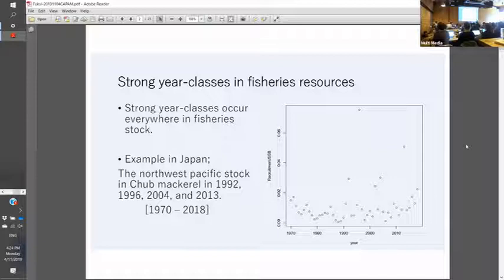Strong year classes occur worldwide. For example, this is the example of chub mackerel in the Northwest Pacific stock. This is the time series, and the y-axis is the recruitment per SSB, RPS, and you can see four big strong year classes: 1992, 1996, 2004, 2013.